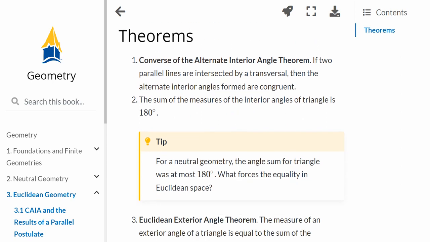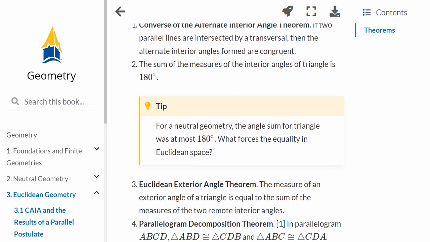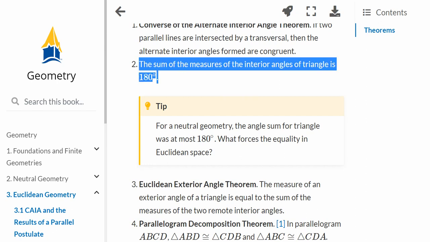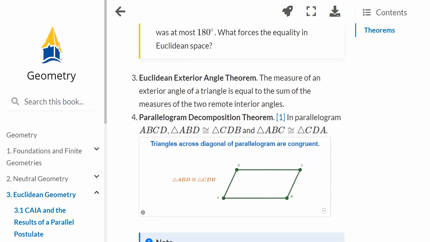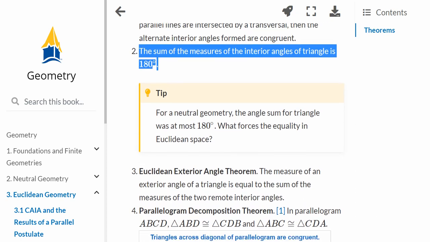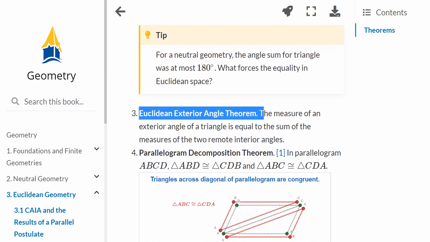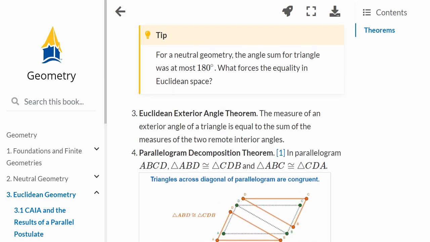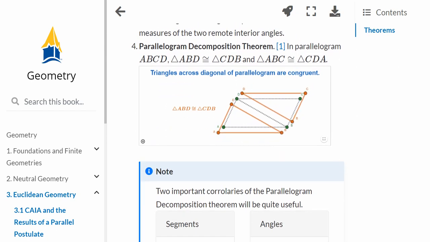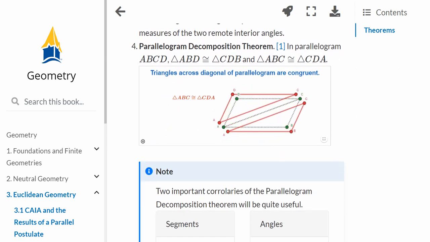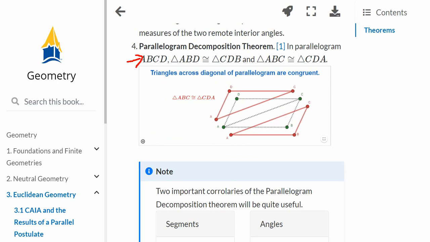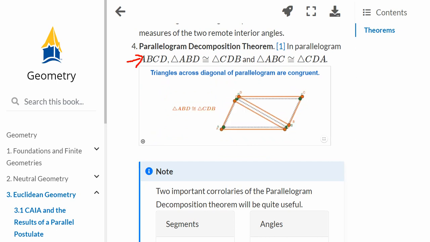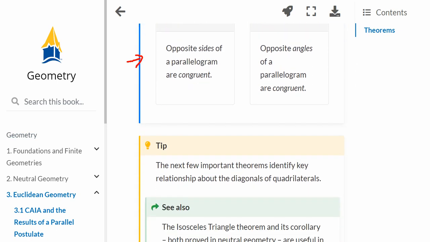Let me point out some theorems that are important. You definitely want to take a look at Theorem 2. But it's pretty hard. Number 1 and number 2 are not the easiest ones to prove. Nor is number 3, the Euclidean exterior angle theorem. Okay, so what are we looking at? Definitely take a look at the parallelogram decomposition theorem.